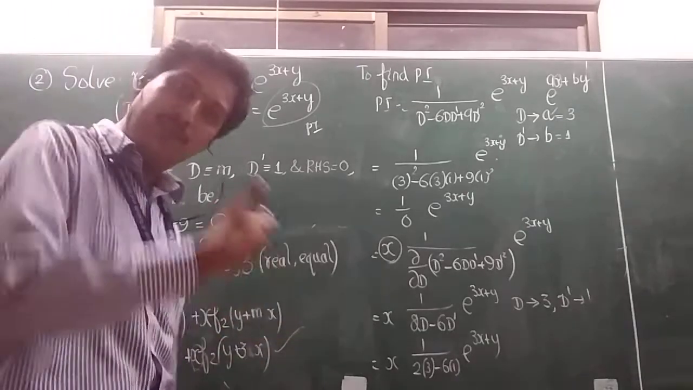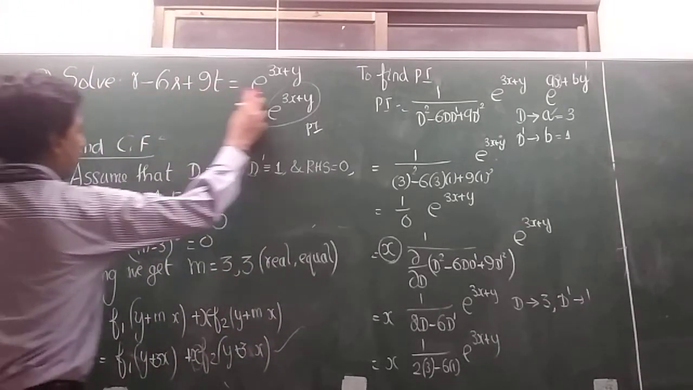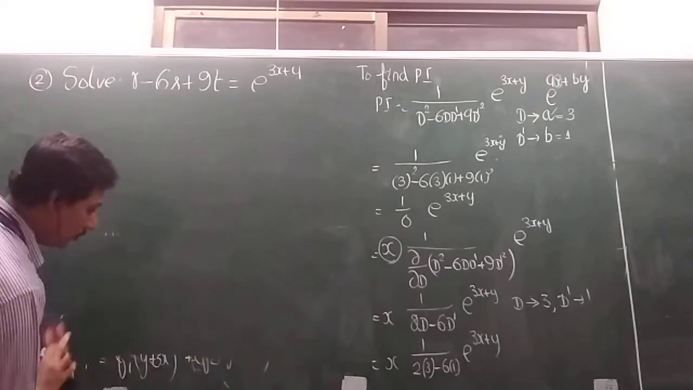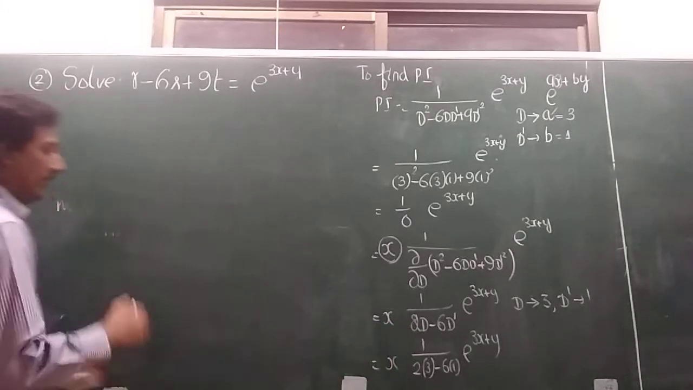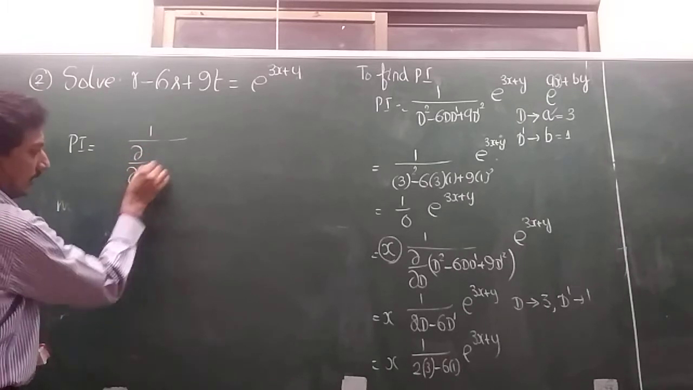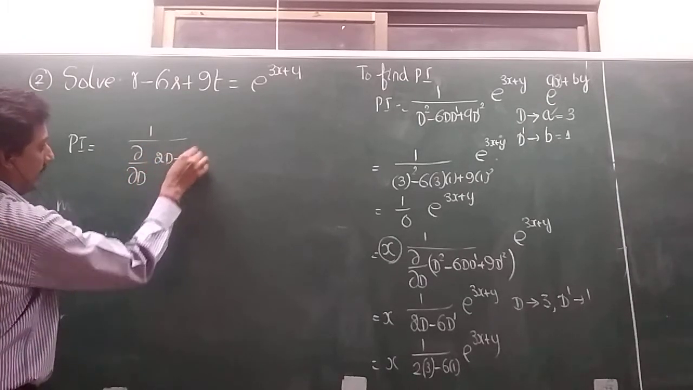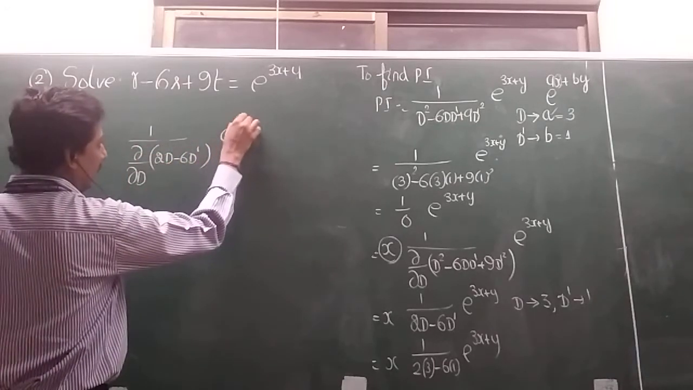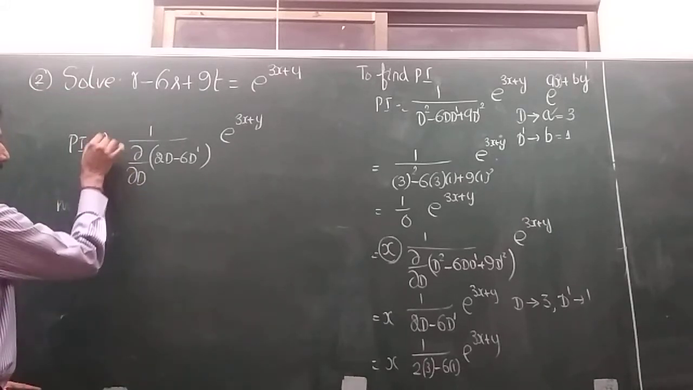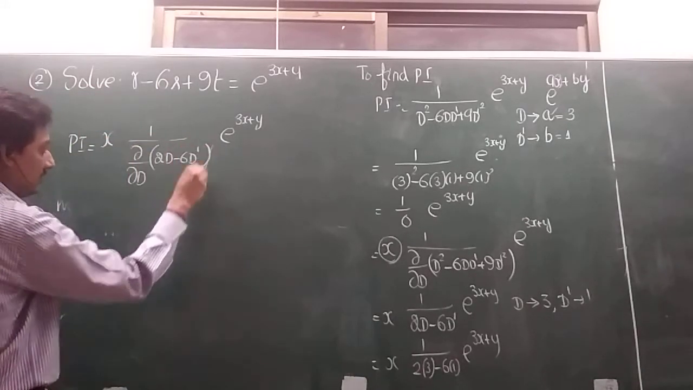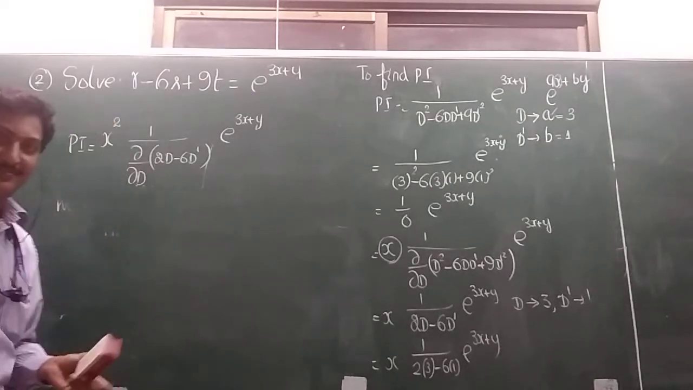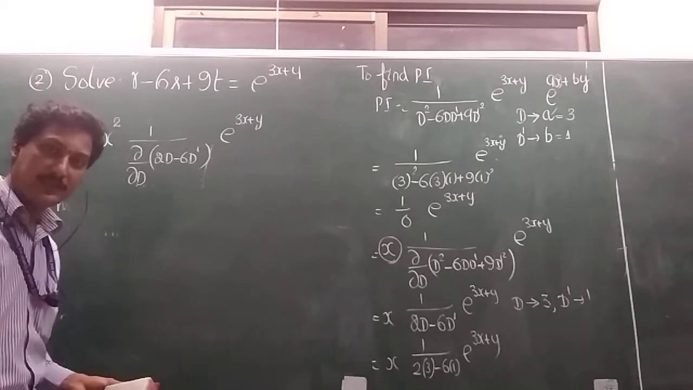Once again getting 0, what can we do? The same procedure, let us continue for the second time. Already we have PI equal to x into 1 by 2D minus 6D'. Now once again, differentiate the denominator with respect to D: 2D minus 6D' of e to the power 3x plus y. But already we have one x here from the last time. This time, when we differentiate with respect to D, the compensation is one more x, so x into x is x squared. One more time, one more x.